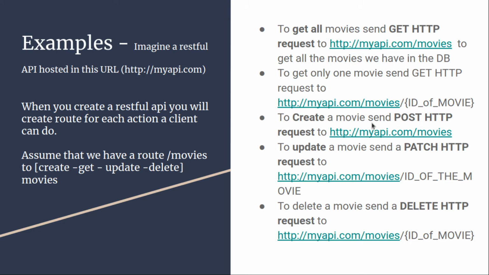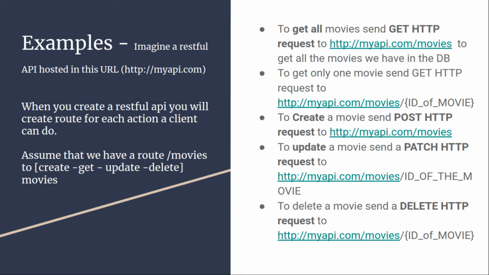To create a movie, you send a POST HTTP request to myapi.com/movies with some data. We will see some examples in a moment. To update a movie, you send a PATCH request to myapi.com/movies/5 to update the movie with an ID of 5, and you send data as well to update the original data. To delete a movie, you send a request to /movies, then maybe 9, to delete the movie with an ID of 9.